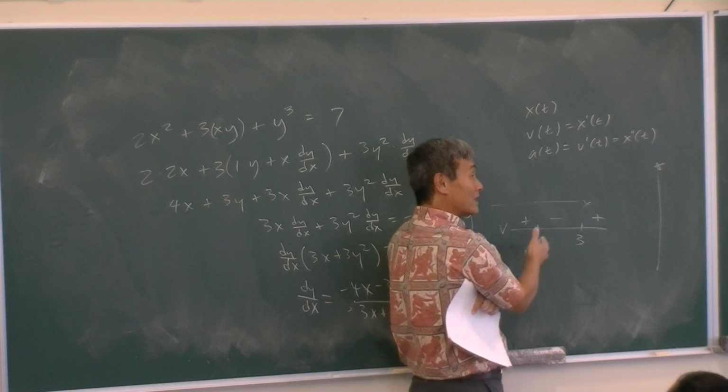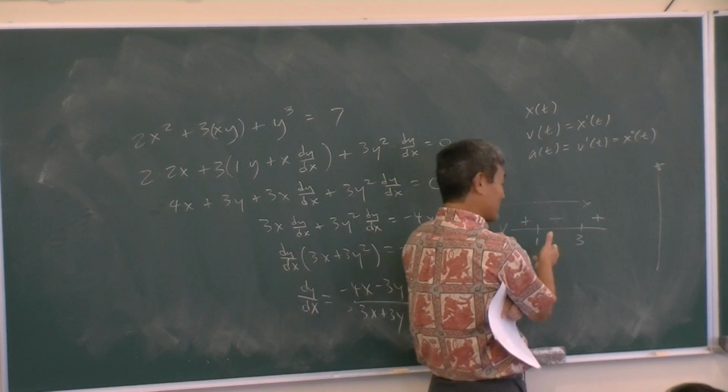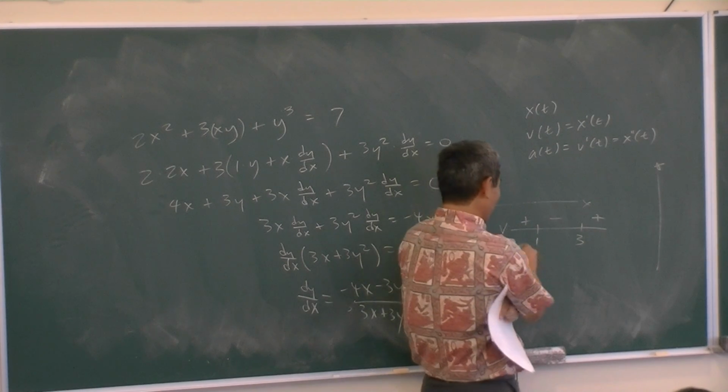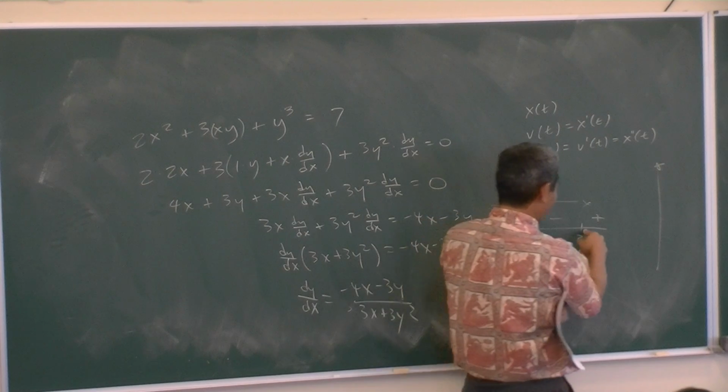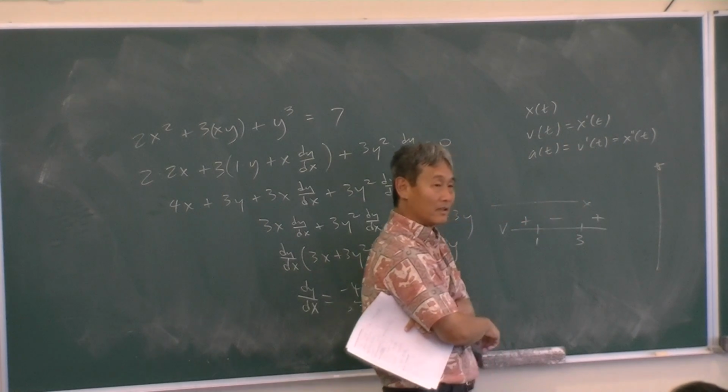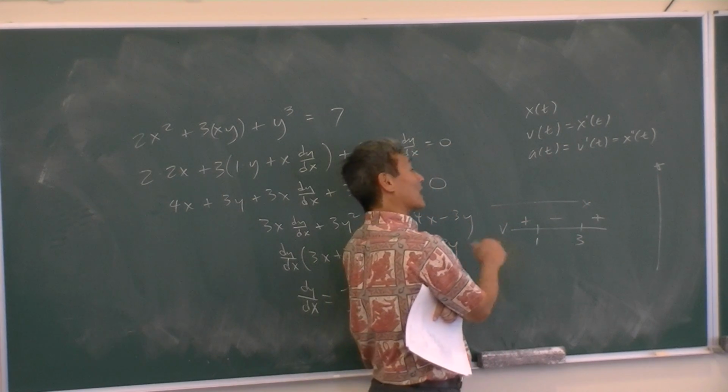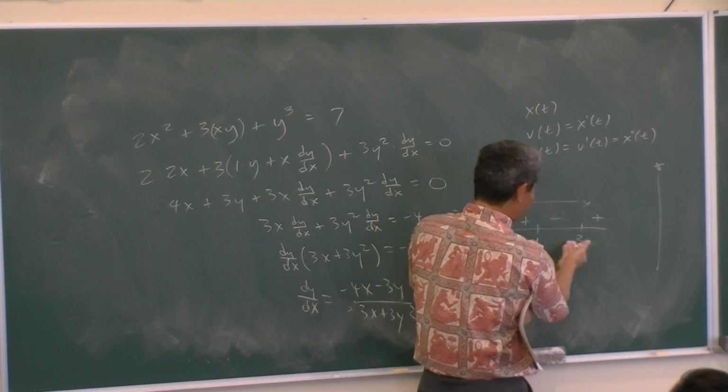Yeah, when the velocity is positive, it's moving to the right. When the velocity is negative, it's moving to the left. So from 0 to 1, it's moving to the right, and then from 3 to infinity, it's moving to the right. When is the particle moving to the left? When the velocity is negative, so between 1 and 3 seconds.